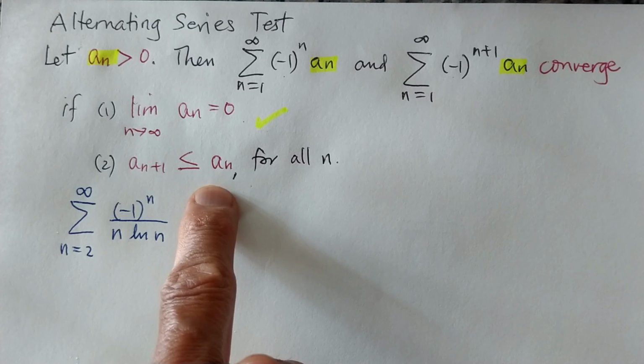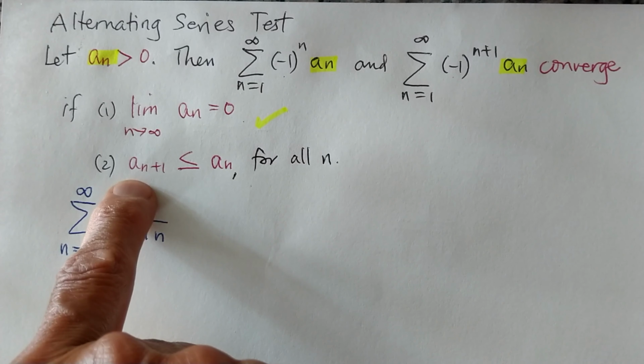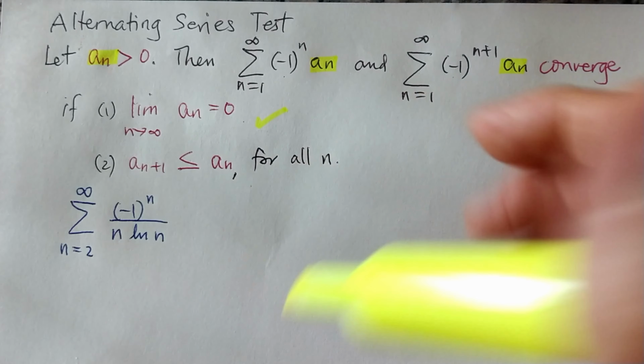And the second condition is that it is decreasing. The terms are decreasing. A sub n plus 1 must be less than or equal to a sub n.